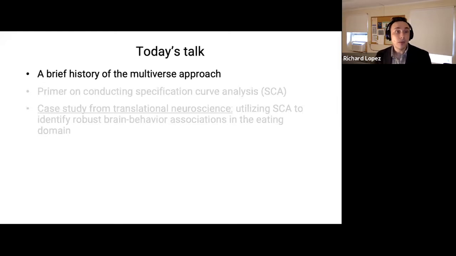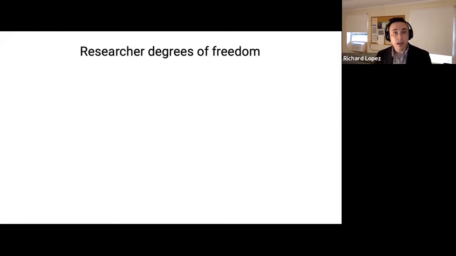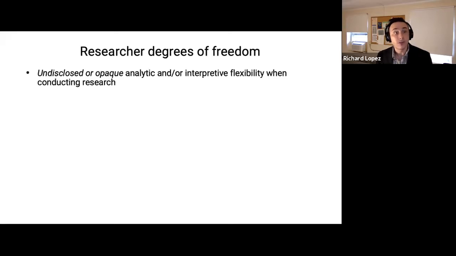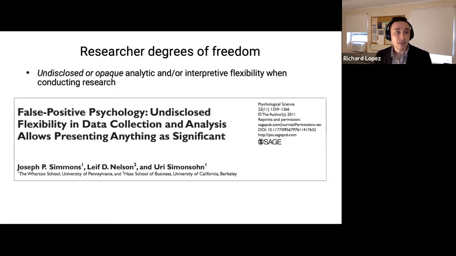So let's start with a quick history. One concept or phenomenon you may all be aware of is researcher degrees of freedom, which refers to undisclosed or opaque analytic and or interpretive flexibility when conducting research. And this was the proverbial moment when it hit the fan, when this paper came out in 2011 by Joseph Simmons and others, titled False Positive Psychology: Undisclosed Flexibility in Data Collection and Analysis Allows Presenting Anything as Significant. It really shook the psychology world in a lot of ways.